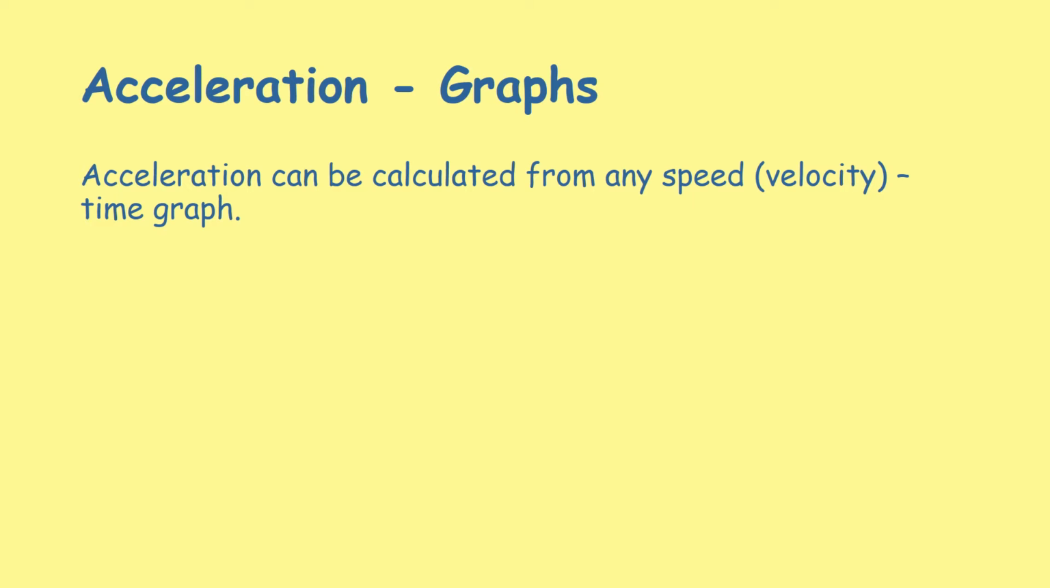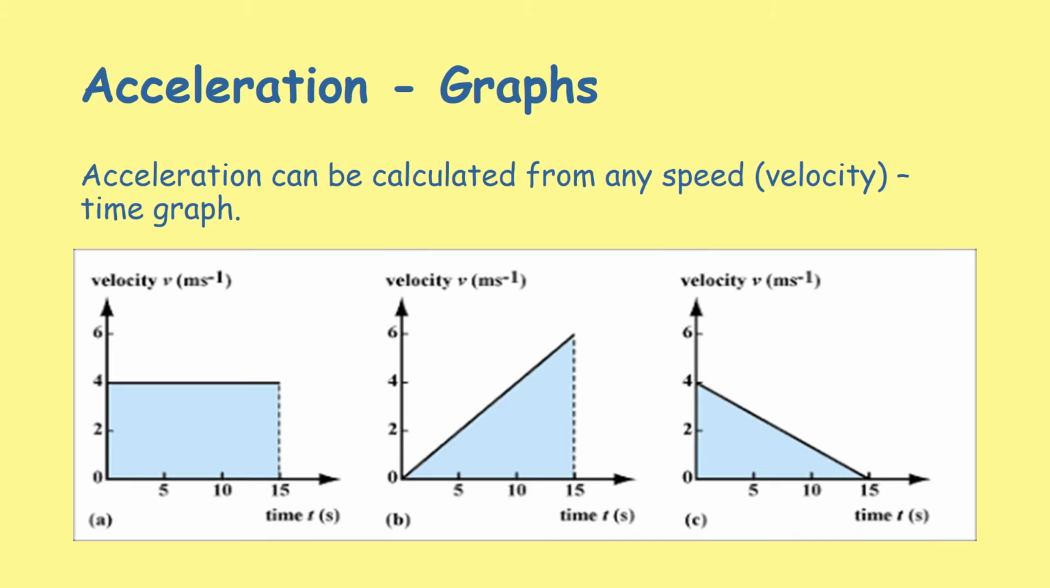Calculating acceleration from graphs. Acceleration can be calculated from any speed or velocity time graph. We have three graphs here that we looked at in a previous lesson, and what we can do is work out the acceleration from each of these graphs. Instead of calculating the area under the graph, as that's equal to the distance, what we want to do is take the values from the graph. So the initial speed, the final speed, and the time. This will allow us to calculate acceleration using our acceleration equation.